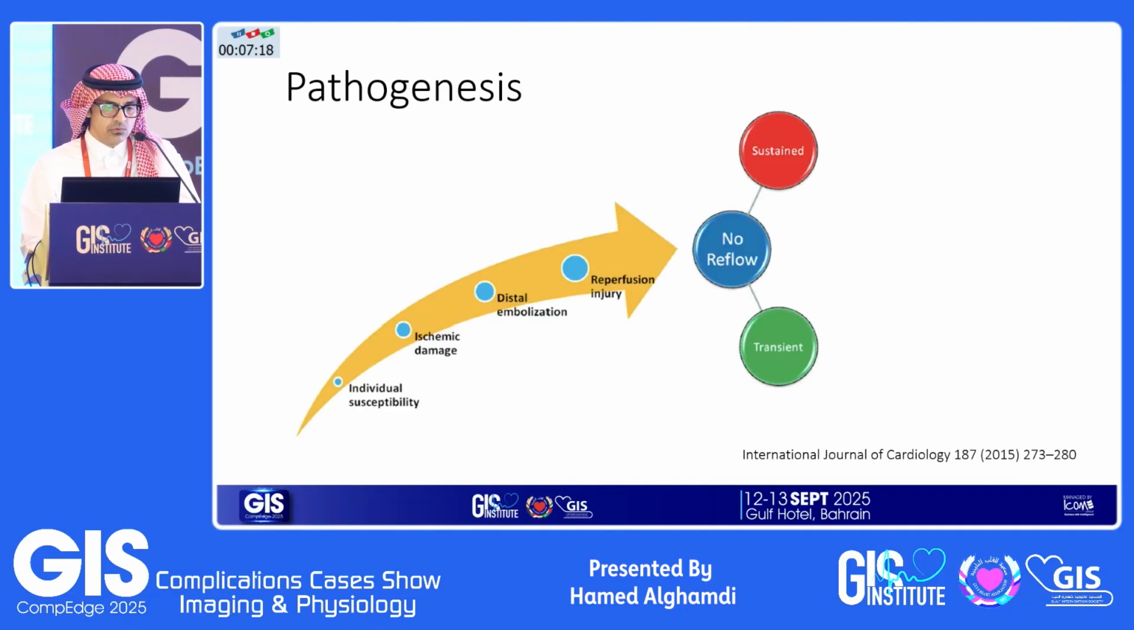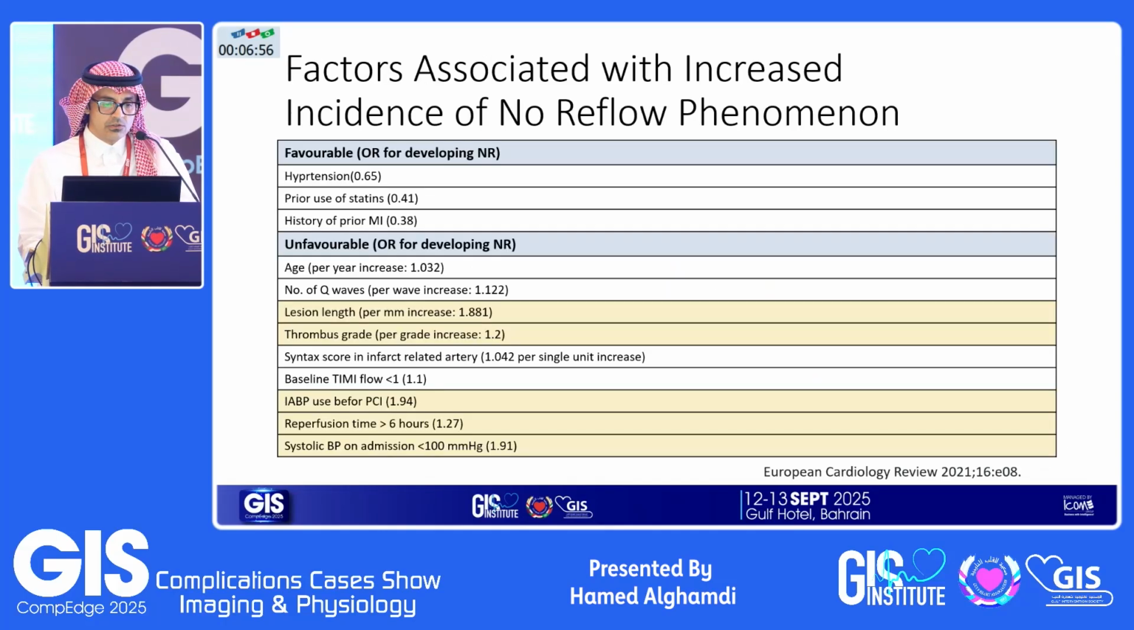This is a cartoon to show that. When you think about it in very simple terms, you have somebody who's susceptible to that, okay? You have ischemic damage, okay? You have distal embolization, and we start fixing it, okay? Complicated by reperfusion, and that will lead to no reflow. If you're lucky enough, it will be transient. You can rectify it in the cath lab, and if you're unlucky, then it might be sustained and might eventually end up with catastrophic consequences.